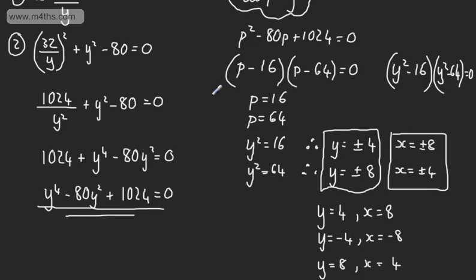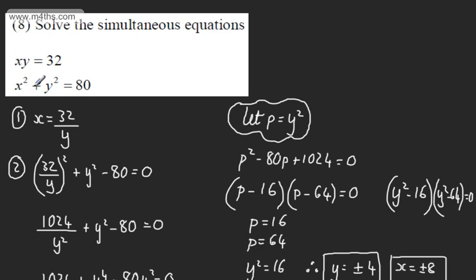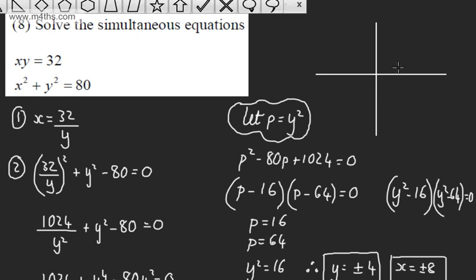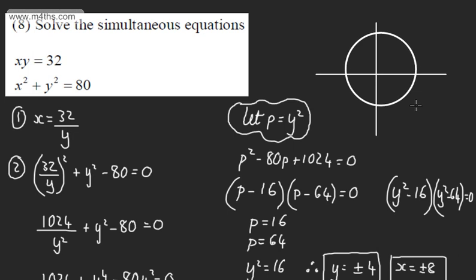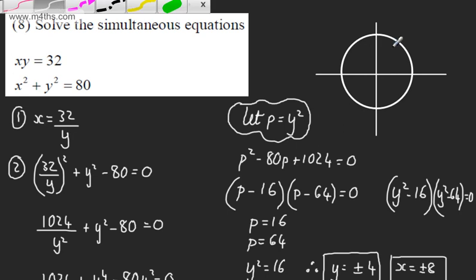Now, if we just look at this, we can have a quick look at these 2 equations. This is going to give us a reciprocal graph, and this is going to give us a circle. So what we have here is a circle. This is a circle with an equation now of x squared plus y squared is equal to 80. That tells me that it's a circle with a radius of the root of 80. So what we're going to have is something that looks like this. The centre is going to be at the origin, and then we're going to have now a reciprocal graph. xy is equal to 32 will look something like so.